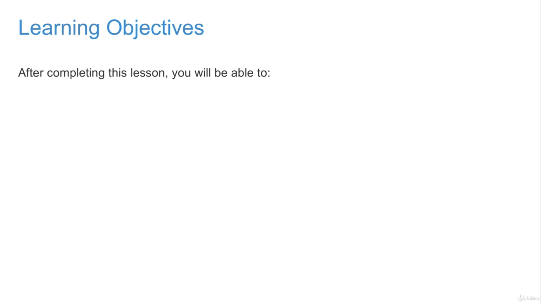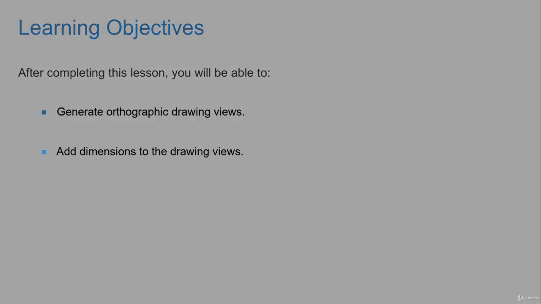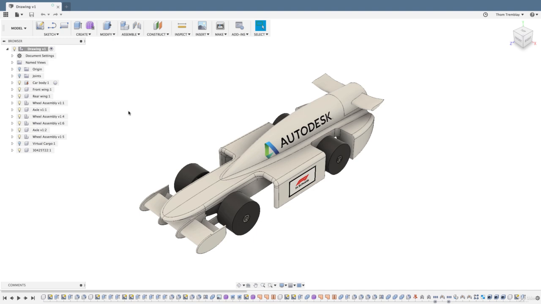After completing this lesson, you will be able to generate orthographic drawing views and add dimensions to those drawing views. For this lesson, it's important to start a new drawing from design using the F1CAR drawing file. This file has additional detail such as clearances for the guide wire, as well as the recess for the CO2 cartridge added to the car body, along with a virtual cargo component.